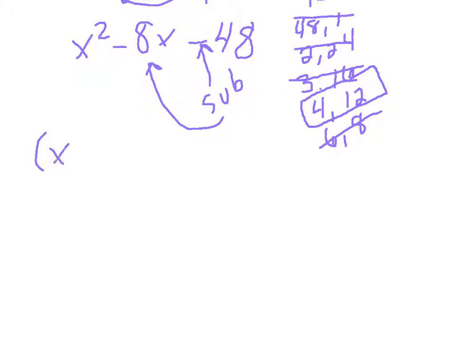So we set up our parentheses. What did we choose? We put 12. You could put the 4 there. I just put the 12. Doesn't matter which goes in which.